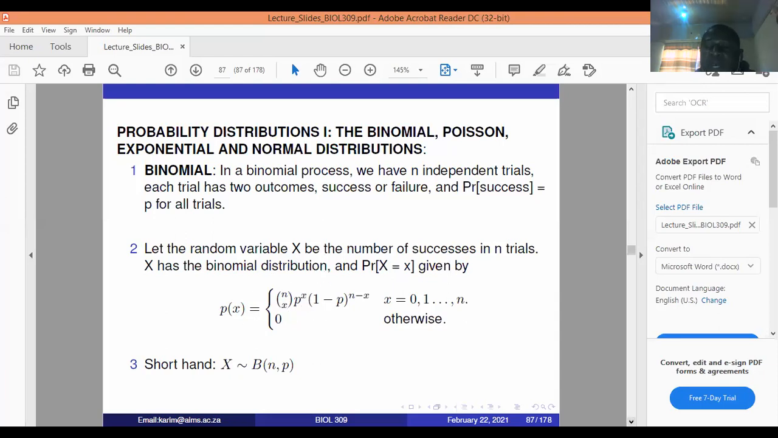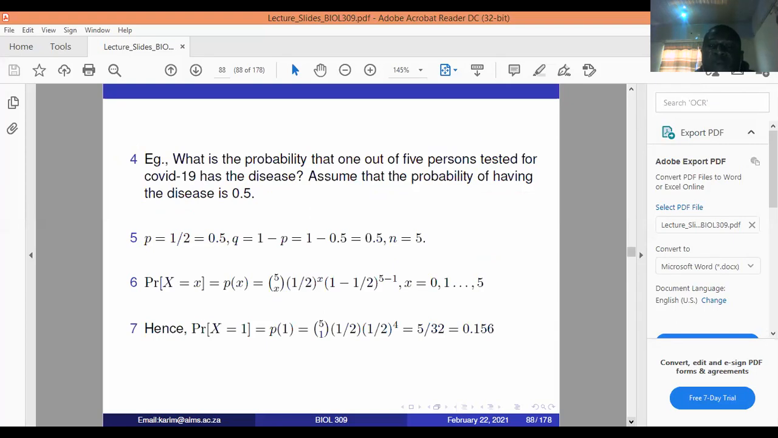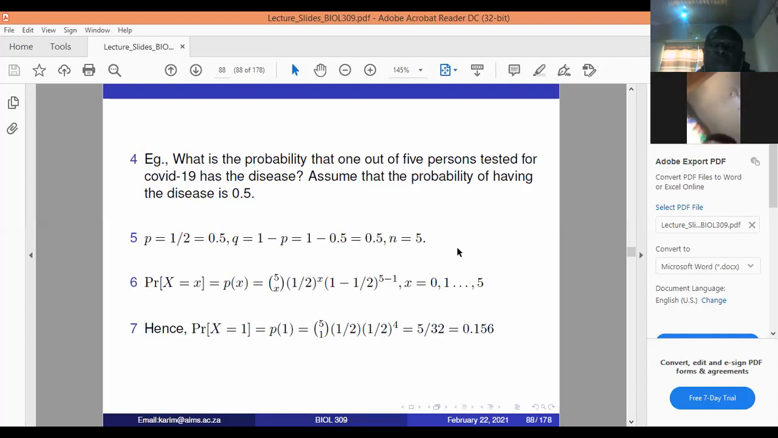And we looked at two examples. The first example was on the probability of one test turning out to be positive out of 5 people tested for COVID-19. And we said that we assume that the probability that you test positive for the disease is 0.5, a 50-50 chance. And we did the computation here.